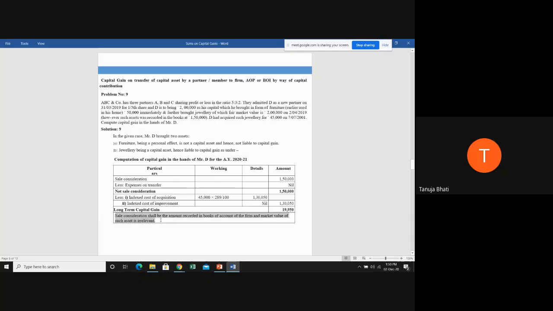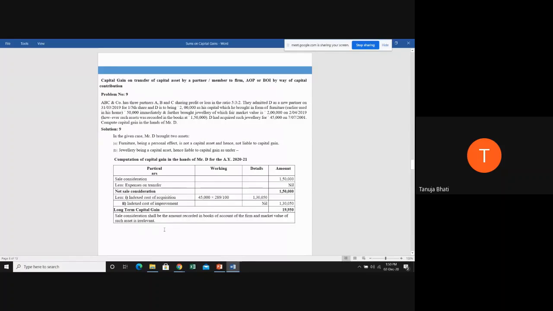In the note, you can write that sales consideration shall be the amount you're recording in the books of accounts of the firm, and market value of the asset is irrelevant, plays no role. So did everyone understand this particular problem and provision? Yes, students? Yes, ma'am. Okay.